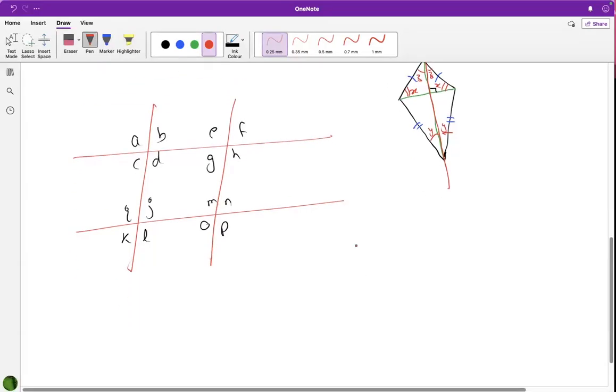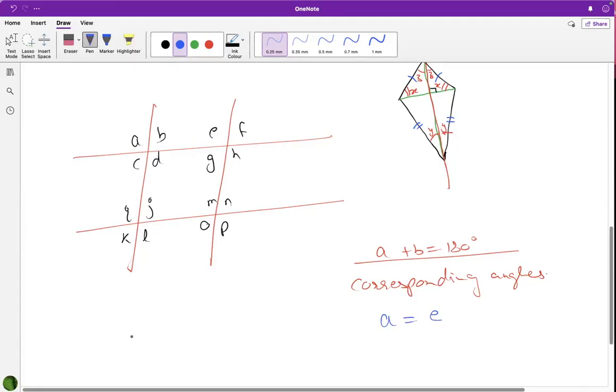Do you remember the relationship between A and B was 180? We called it adjacent angles on a straight line. Do you remember corresponding angles by name? Corresponding angles are A and E. Corresponding angles are equal angles. So I and M as well. I and M, yes.